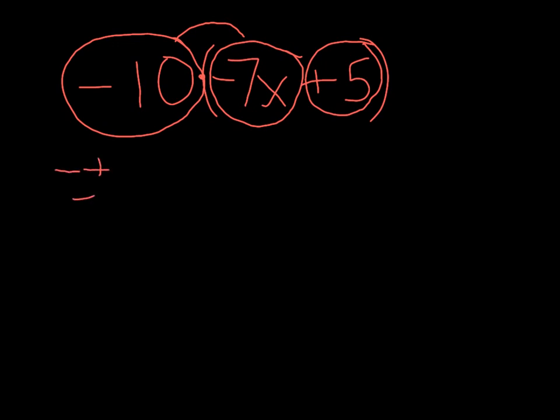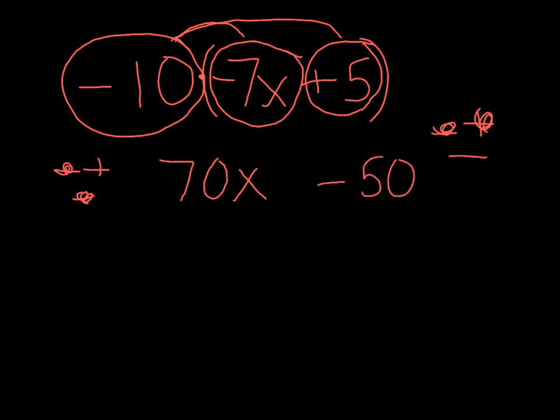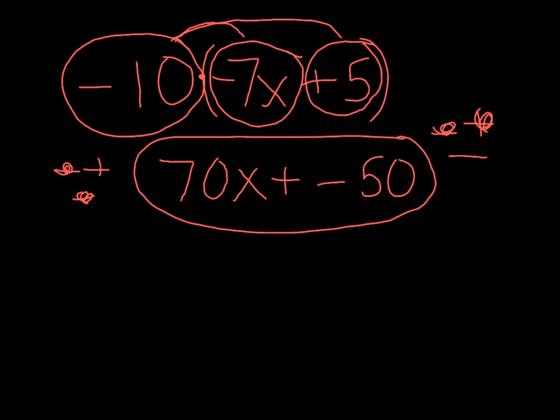We could do a punch in the eye guy if that helps. We end up with positive, it would be 70x. All right, and then I do a -10 times my second number, -10 times 5. It's a negative times a positive. I end up with -50. We're always adding these parts together. So my final answer would be 70x plus a -50. That simplifies that top expression.